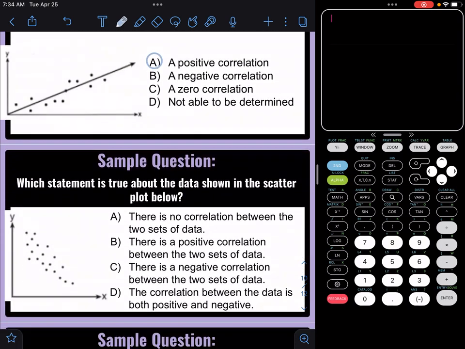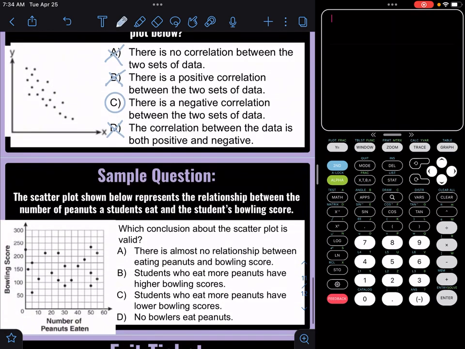All right. Which statement is true about the data shown in the scatter plot below? There's definitely some type of correlation. It's definitely not positive, and it's not 0, so there is a negative correlation between the two sets of data. And let's look at this one. The scatter plot below represents the relationship between the number of peanuts a student eats and the student's bowling score. Which conclusion about the scatter plot is valid?